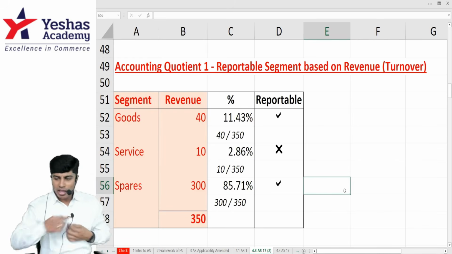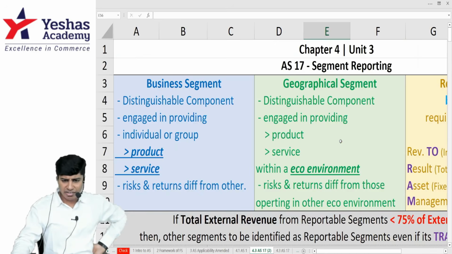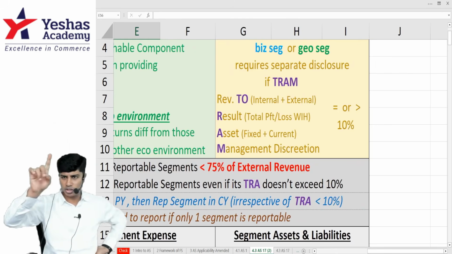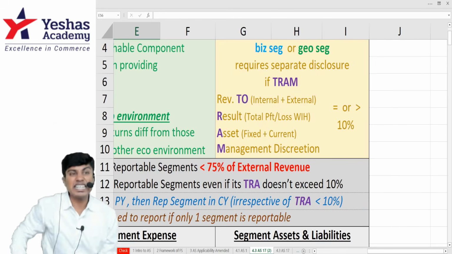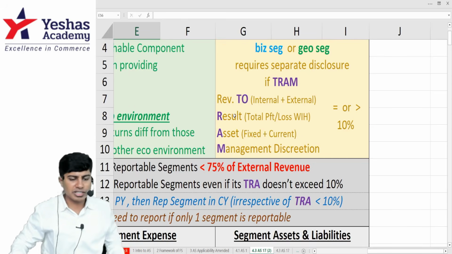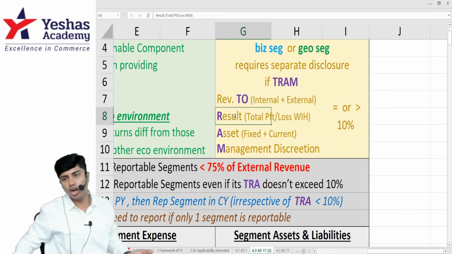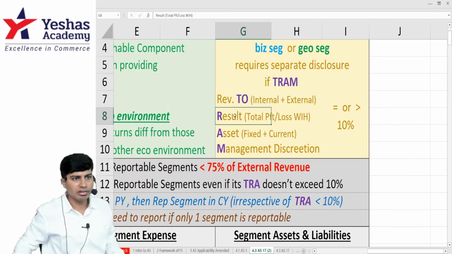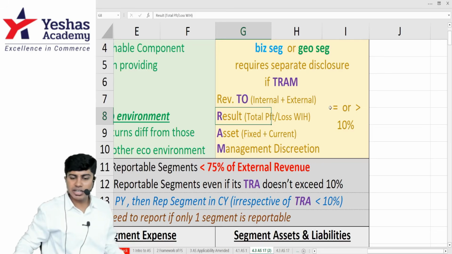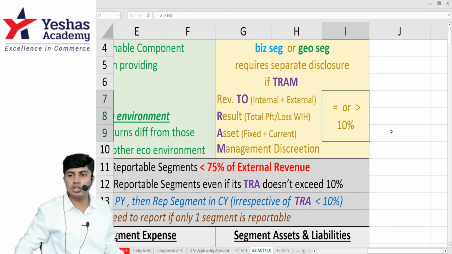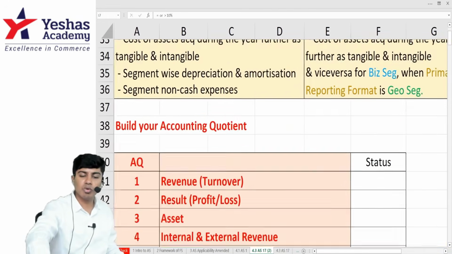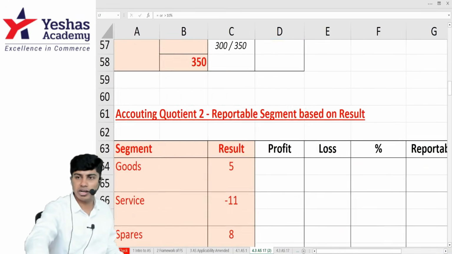Okay, good. How do we decide whether a segment is reportable or not? Based on four conditions. First one is turnover. Second one is result. When we talk about result, it means profit or loss. Profit is positive, loss is negative profit. That profit or loss, whatever is there, should also be greater than or equal to 10%. If it has more sales or more profit, that will be considered a reportable segment.